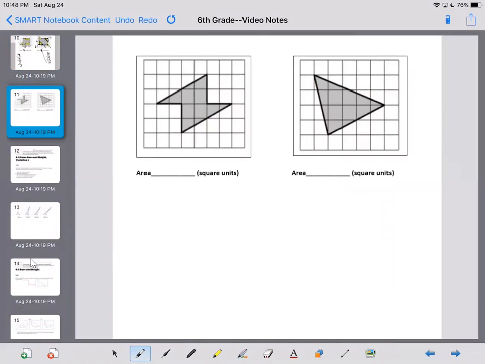With this one, I see a triangle here and here. So this would be a 1, 2, 3, 4 by 2. And 4 times 2 is 8, and cut 8 in half. So that would be 4. And then this one would be 4. So that would be a total of 8 square units. You can also enclose it.